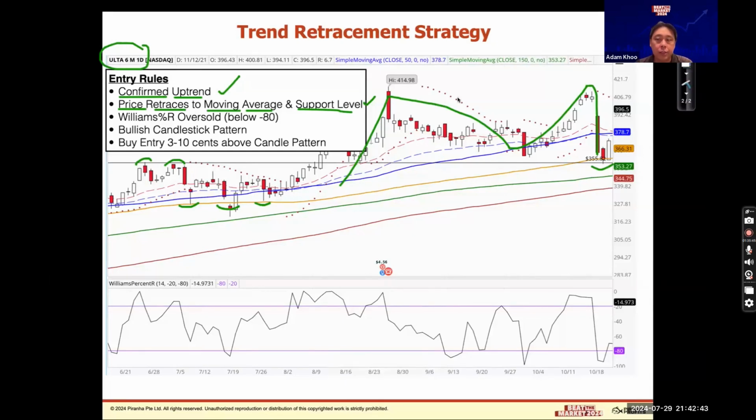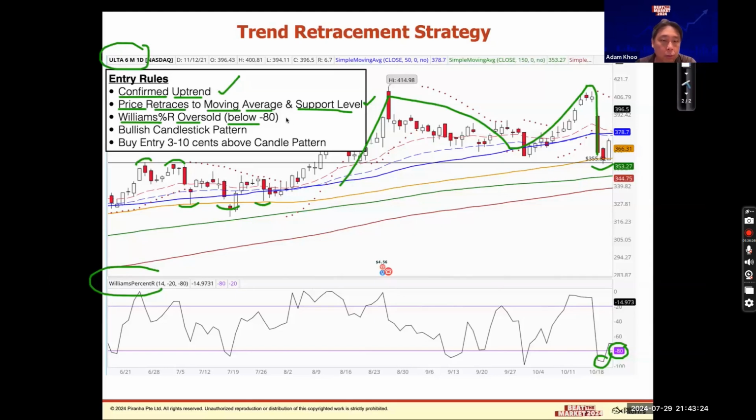Next rule is I want to make sure that the Williams R is oversold. Now you can use Williams R, you can use RSI, you can use stochastics. It's the same thing. They are all known as oscillators. You can use either one, it's up to you. In this case, I'm using the Williams R, and the Williams R must go below minus 80. Can you see? During the drop, it went below minus 80. That means it is oversold. When a stock is oversold, that means it has a good likelihood to snap back.